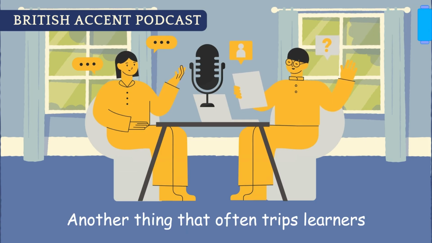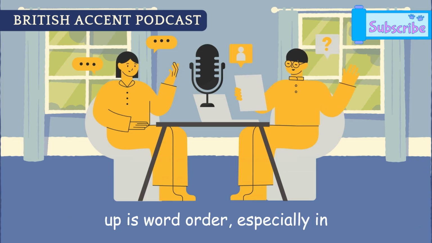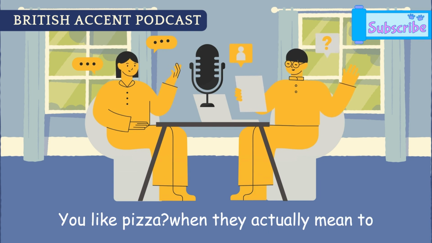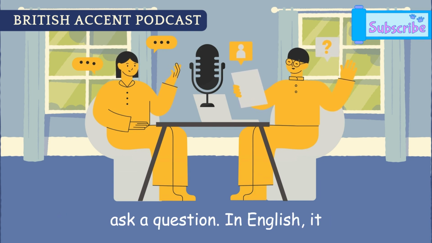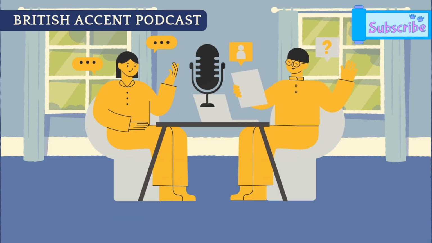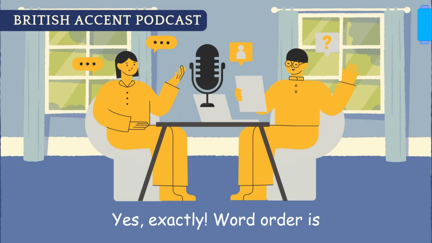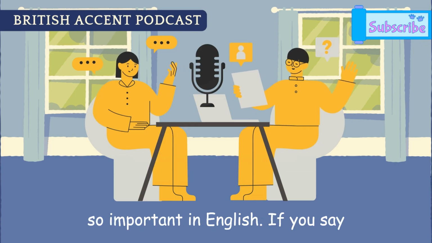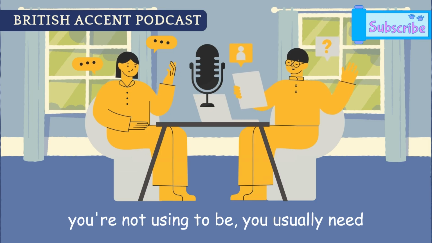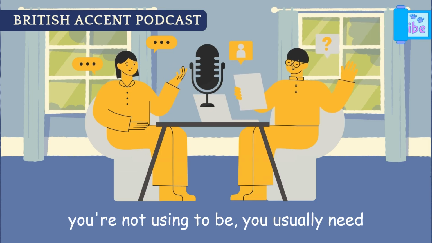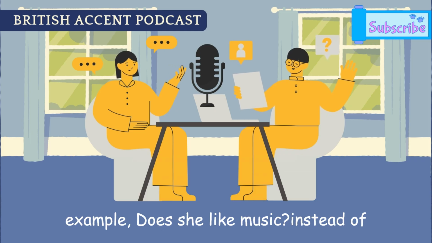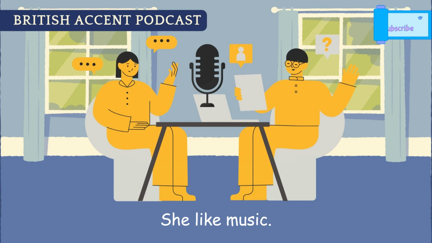Another thing that often trips learners up is word order, especially in questions. I've heard people say, you like pizza, when they actually mean to ask a question. In English, it should be, do you like pizza? Yes, exactly. Word order is so important in English. If you say, you are coming, that's fine, but if you're not using to be, you usually need that helping verb like do or does. For example, does she like music, instead of, she like music?